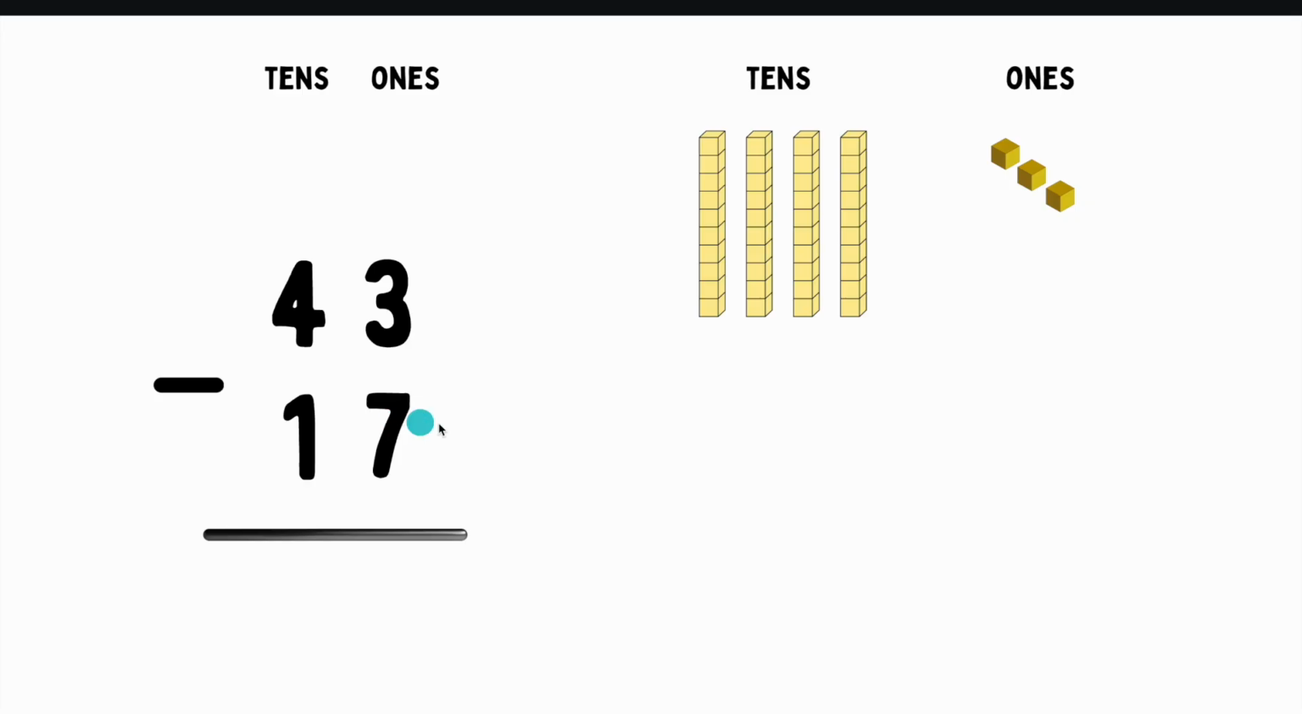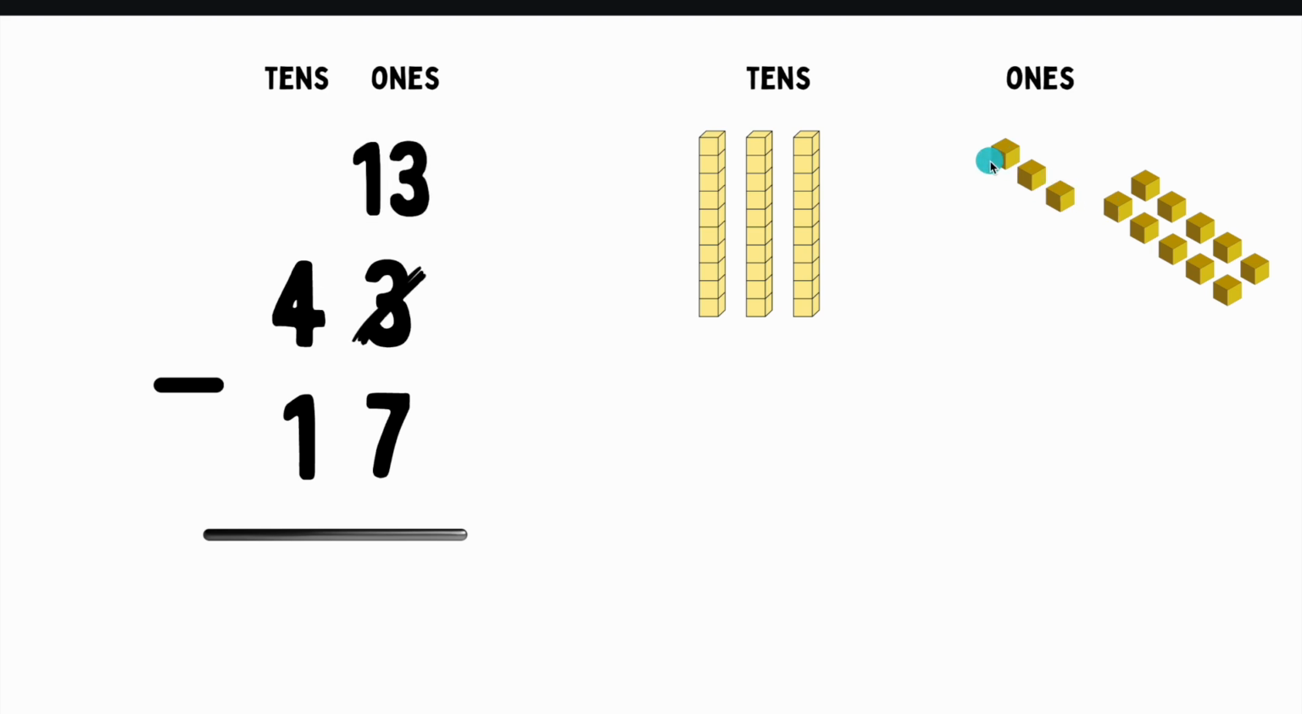3 minus 7. If we notice here, we only have 3 ones. We can't subtract 7. Let's regroup a 10 and turn it into ones. Now we notice that we have 10, 11, 12, 13 ones, and we have 1, 2, 3 tens. Now we can subtract 13 minus 7.